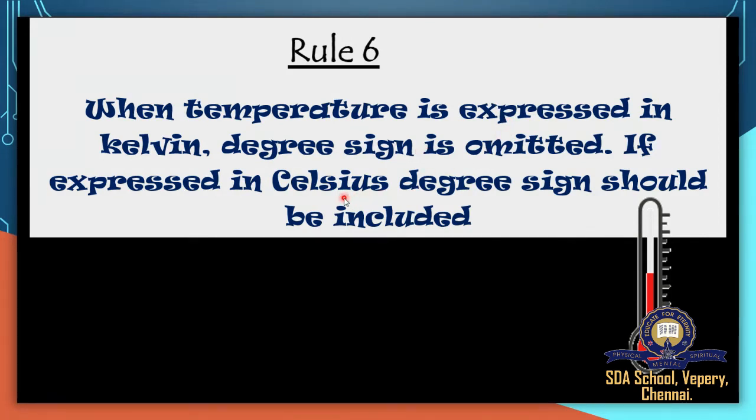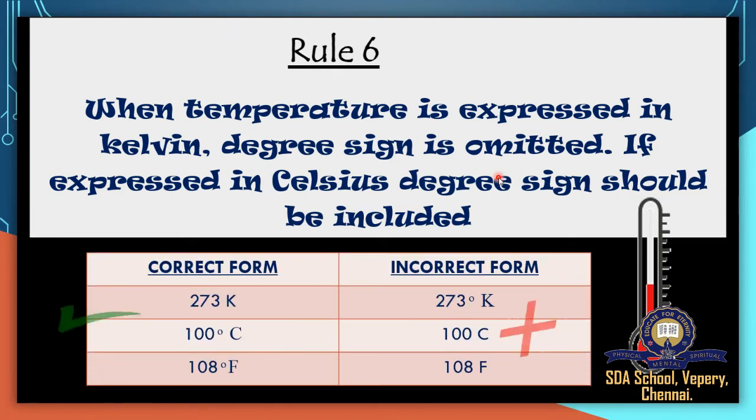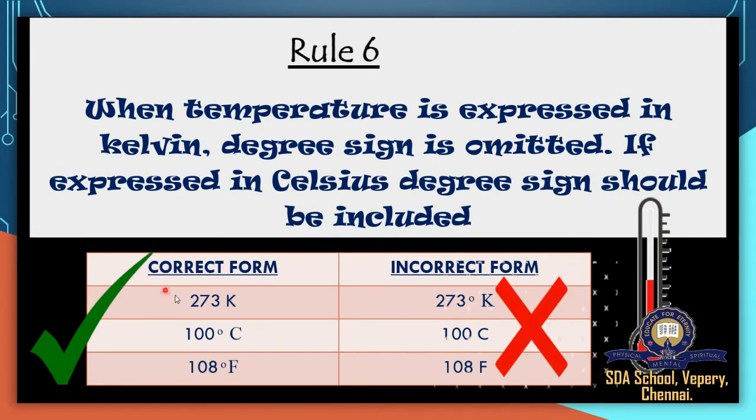When we express it in the Celsius scale, the degree sign should be included. Celsius scale or Fahrenheit scale, in both scales the degree sign should be included. See the correct form and the incorrect form. The correct form: when you express it in Kelvin, you should not have the degree sign, whereas when you express it in Celsius and Fahrenheit, the degree sign should be included. Let's move on to rule number 7.